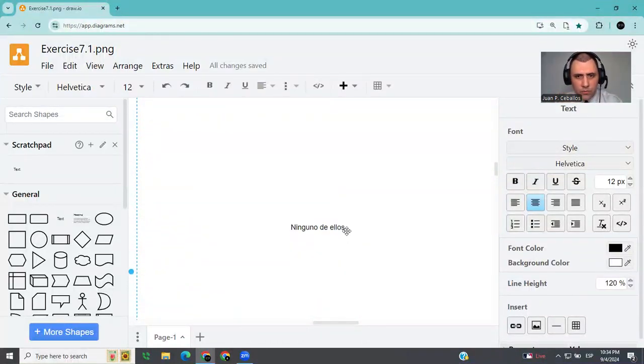The other will be ninguno de nosotros. Okay. Ninguno de nosotros. And ninguno de ustedes. Ninguno de ustedes. None of them, none of us, none of you. And the same as in English, it is only using the plural form. You don't say none of her or none of his. That doesn't make sense. It's the same in Spanish.